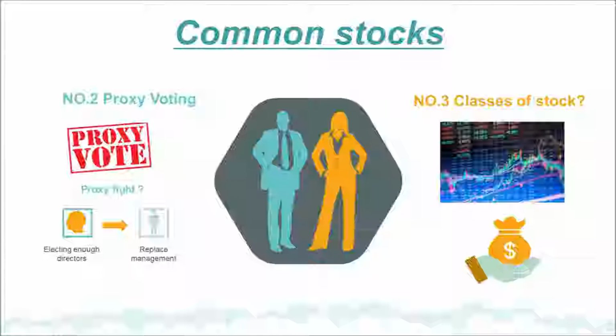Besides, we have classes of stock. Some firms have more than one class of common stock, and the classes are created with unequal voting rights. For example, Ford Motor Company's Class B common stock is held by Ford family interests. The class has 40% of the voting power, even though it represents less than 10% of the total number of shares outstanding.